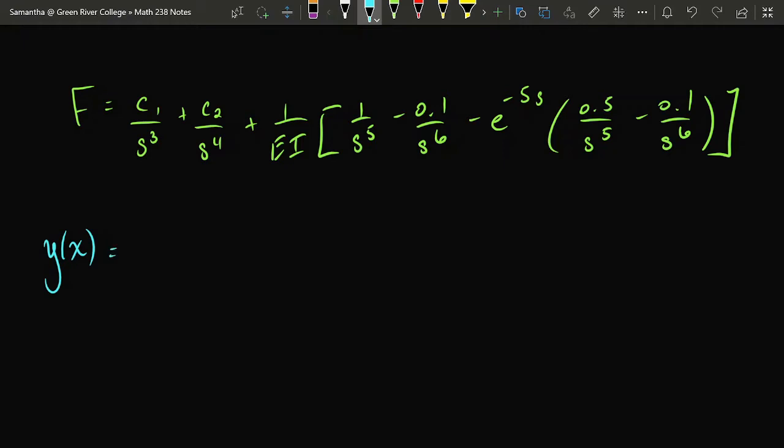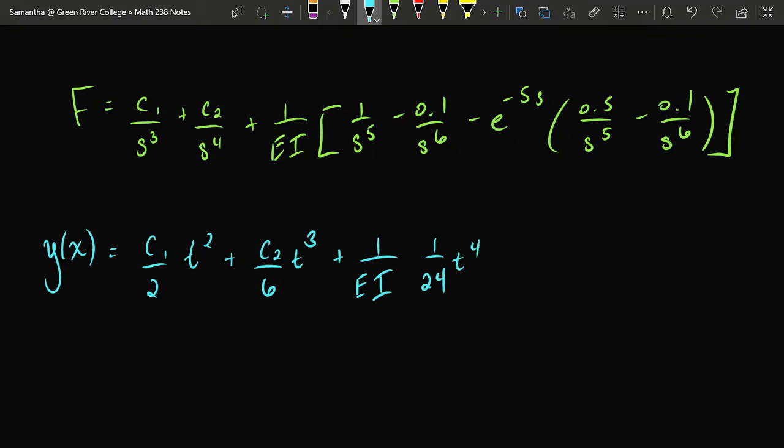For example, if I wanted to find the inverse transform of C1 over s cubed, I can do that separately, and that will be equal to C1 over 2 times t squared using our table. The second term, likewise, is equal to C2 over 6 t to the 3rd power. Then I have our constant multiple of plus 1 over E times I, times the inverse of 1 over s to the 5th power, which is equivalent to 1 over 24 t to the 4th power. And then our constant multiple of 0.1 over EI, and then the inverse of 1 over s to the 6th power, which is 1 over 120 t to the 5th power.